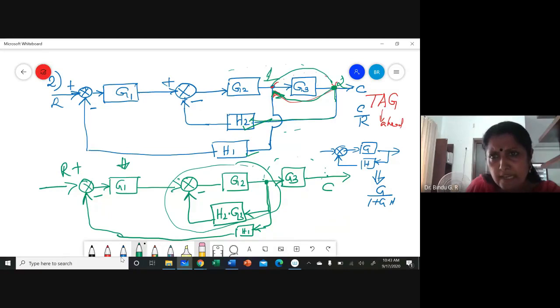Alternatively, I could have taken takeoff point 2 and brought it here. Instead, I could have also done this: I could have taken takeoff point 1 to this point. That is also another way. Finally, the answer will be the same.